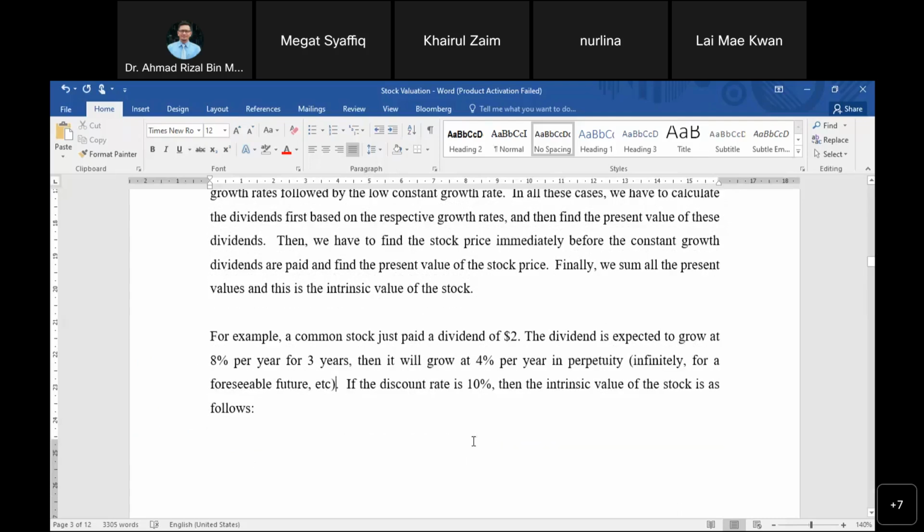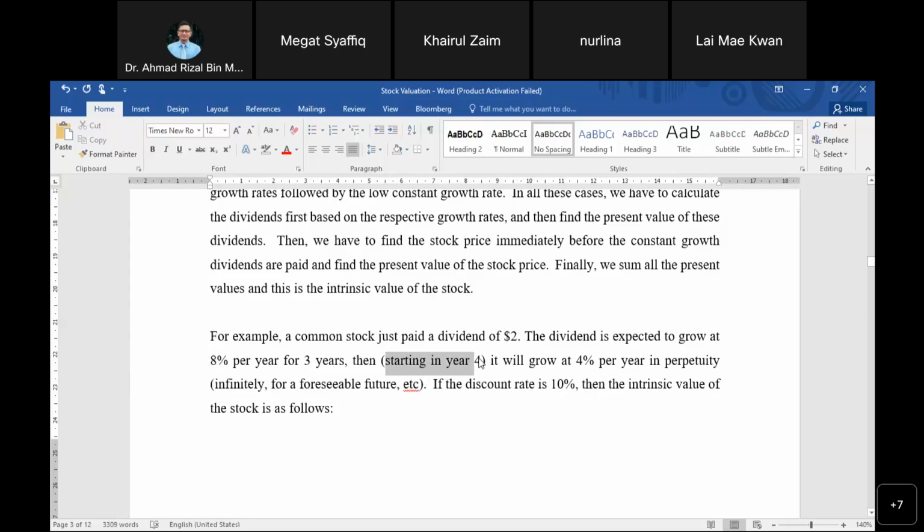So now what you have is a two-stage scenario whereby for the first 3 years the dividend will grow 8% per year. Then it will grow. The keyword here, then it will grow, means starting in year 4. Because for the first 3 years, it will grow by 8% per year. This is implicit. You can derive this from the sentence, even if the question does not explicitly mention starting in year 4, because of the word then. So of course it's after the 3rd year. Starting in year 4, it will grow at 4% per year in perpetuity.